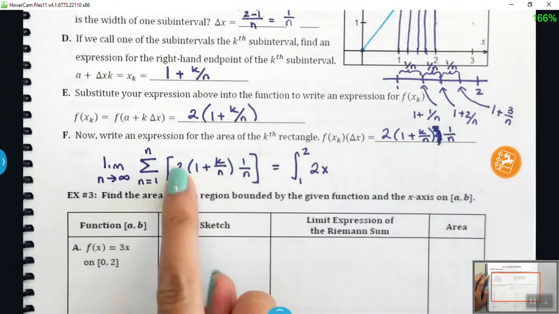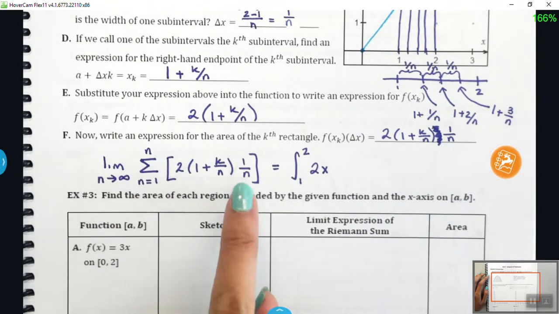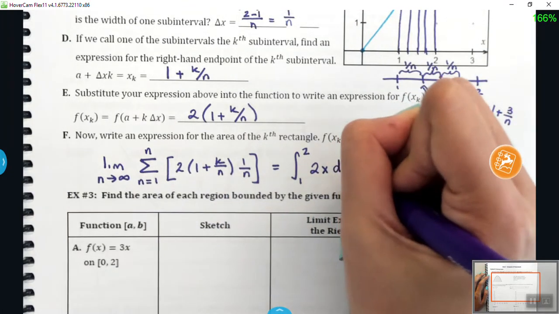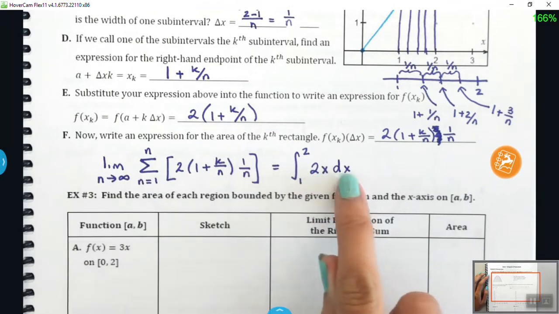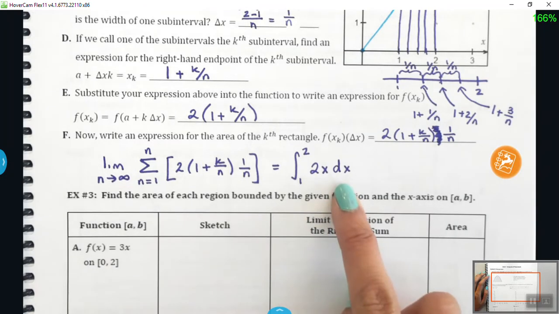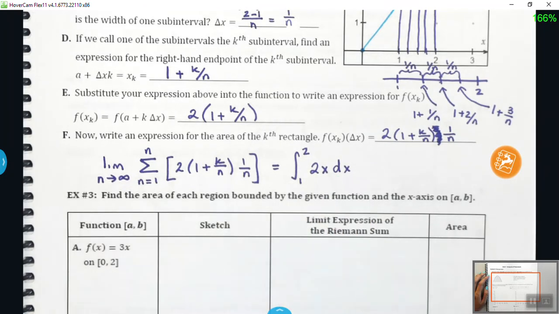So this is our function, but since we're going to infinity, instead of writing delta x like this, we write a dx. So this is our height times our base. But since our base is getting infinitely small, we write dx instead of the 1 over n.